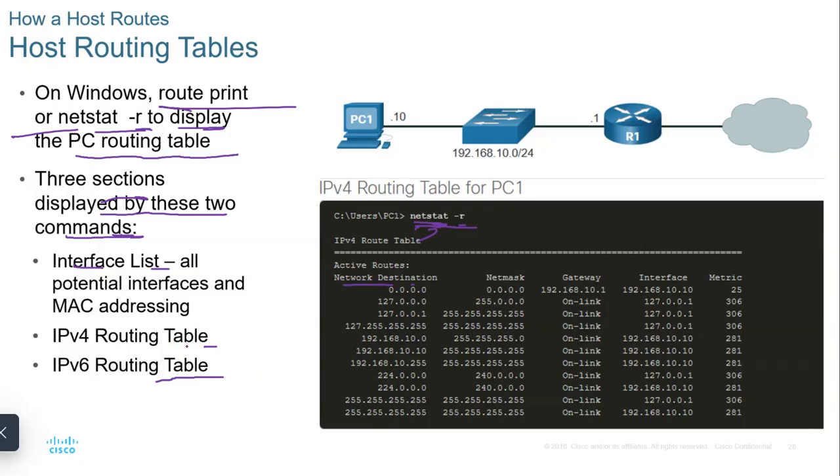This is the interface list for all potential interfaces, and then the MAC addresses. The three sections are displayed by these two commands: the interface list, which we saw, with all potential interfaces and the MAC addressing, maybe abbreviated, and then the IPv6 routing table.